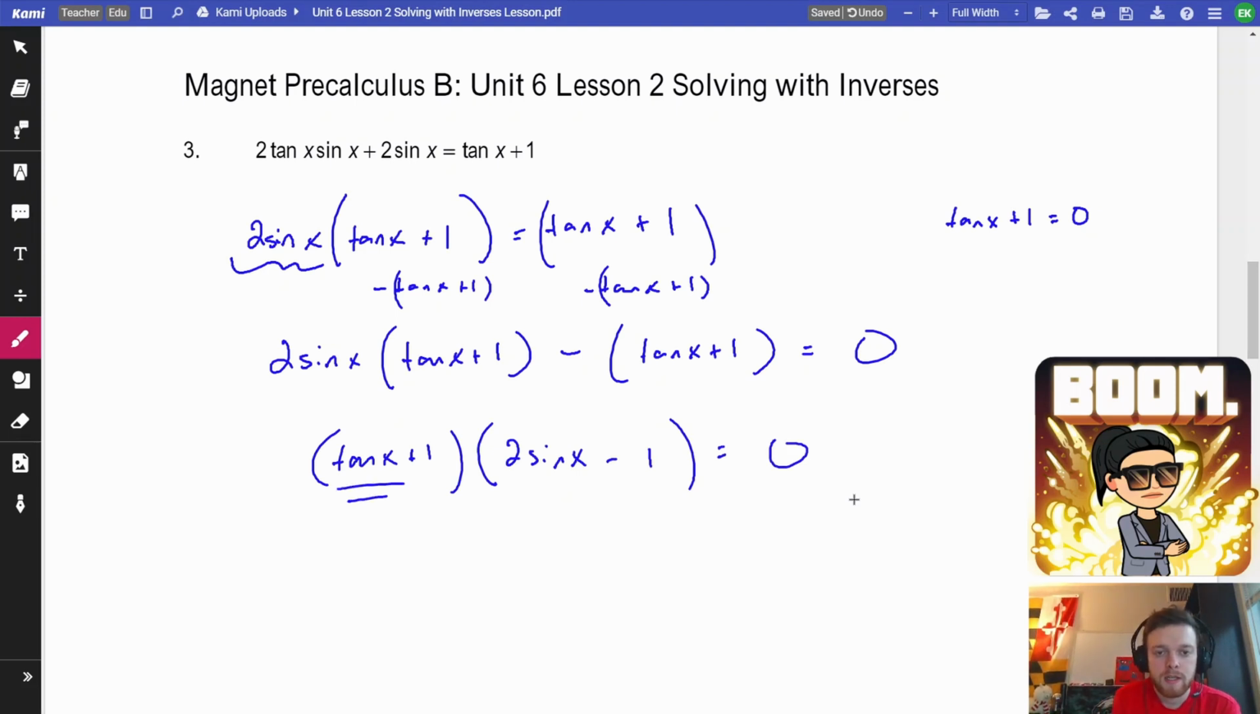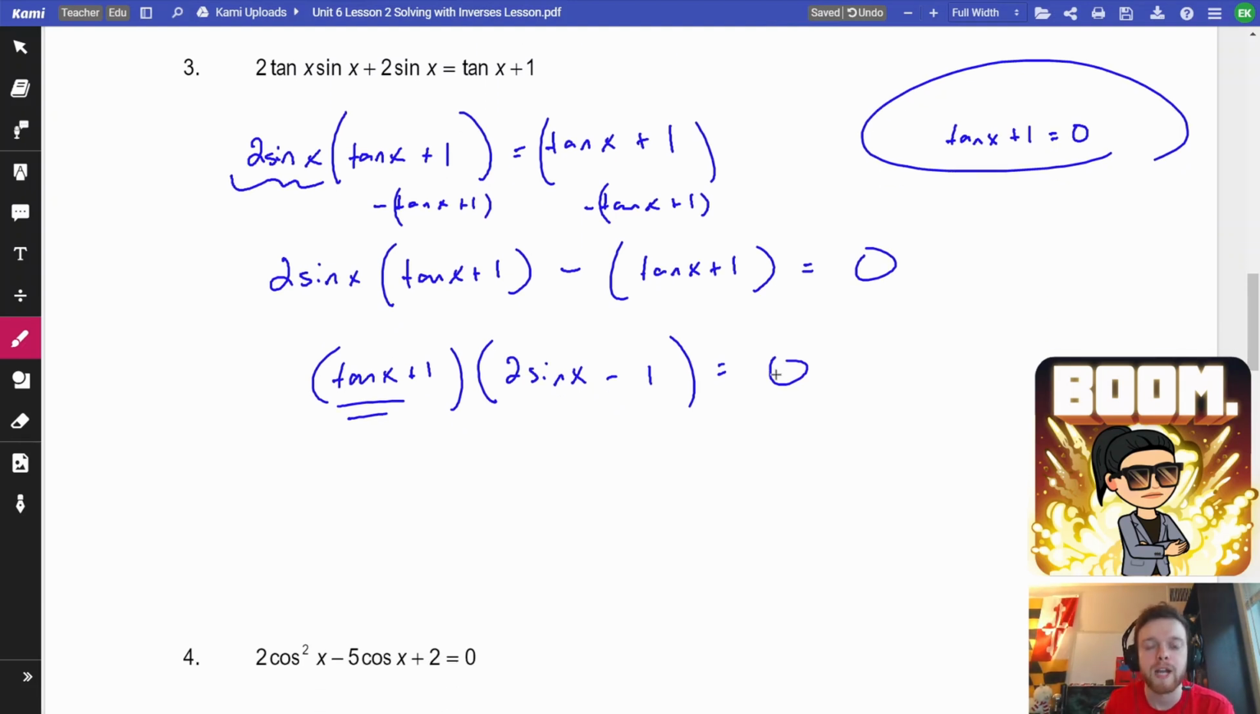Look, tan x plus 1 is equal to 0 is one of our solutions. That's that thing that I wrote up here. Be careful. Do not divide by a variable ever. Right, Mrs. Contreras? Boom! Never divide by a variable. If you choose to set it equal to 0, but the better thing to do is just to move it to the other side and factor.